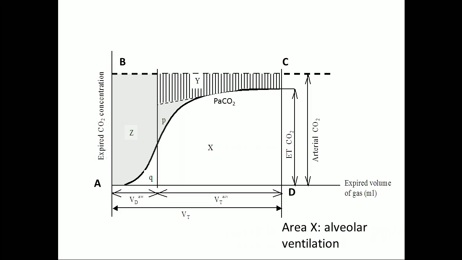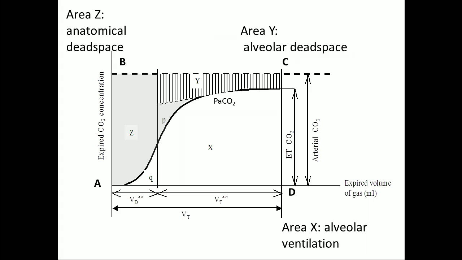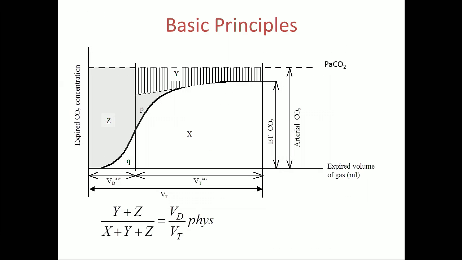First of all, we've got area X, which remains the area of alveolar ventilation. Then we've got area Z, which is the grey shaded area, which represents anatomical dead space. And finally, we've got area Y, which is the striped area, which represents alveolar dead space. So put quite simply, areas Y plus Z divided by the total area gives you physiological dead space. Area Y divided by the total area gives you alveolar dead space fraction, and area Z divided by total area gives you anatomical dead space fraction.